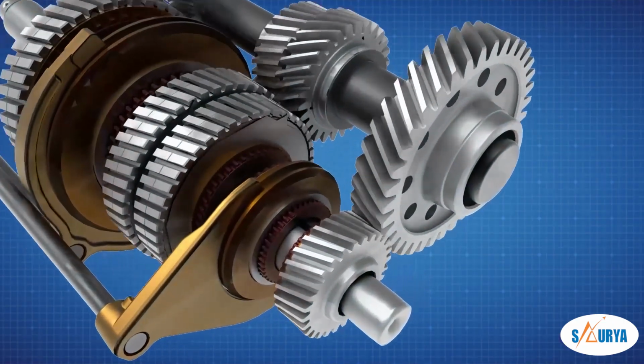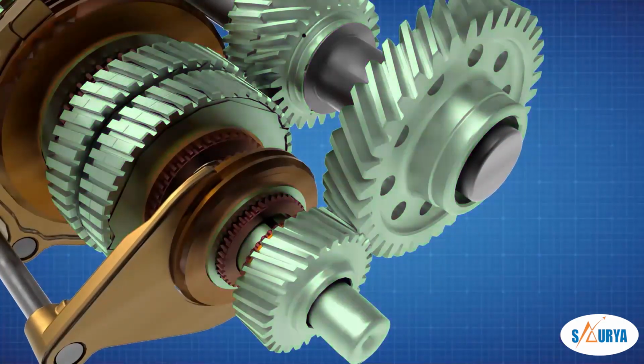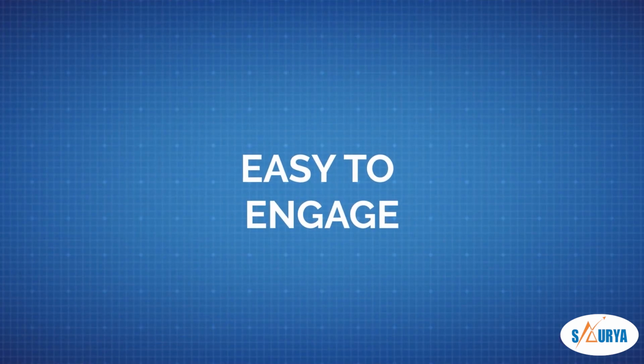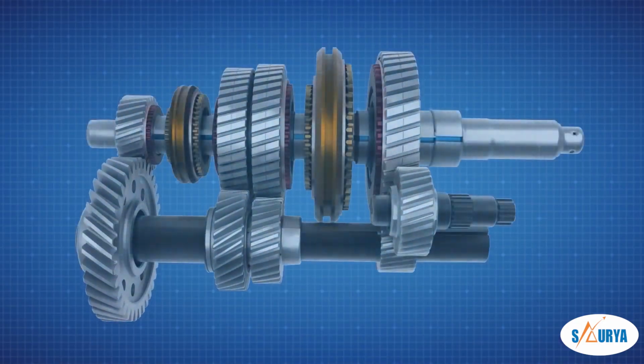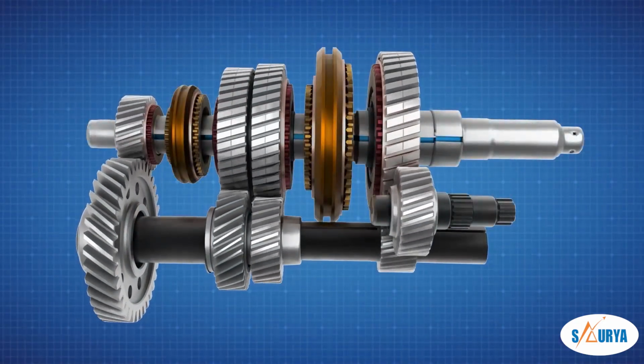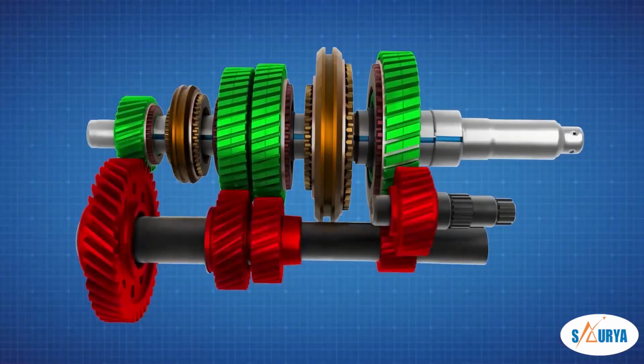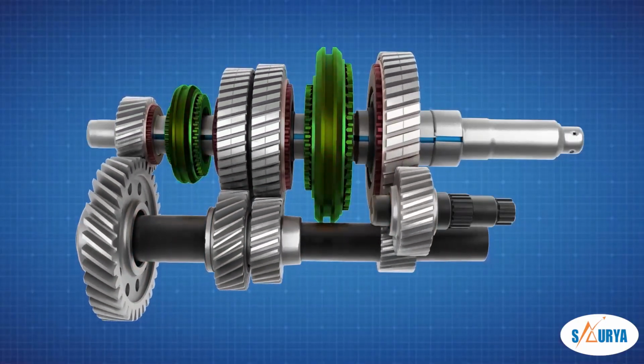Advantages: the power transmission is smooth when helical gears are engaged because more than one tooth is in contact at a time. Easy to engage. Less wear of gears in comparison to the sliding mesh gearbox, because gears are always in mesh and gear shifting is done through the sliding dog clutch.